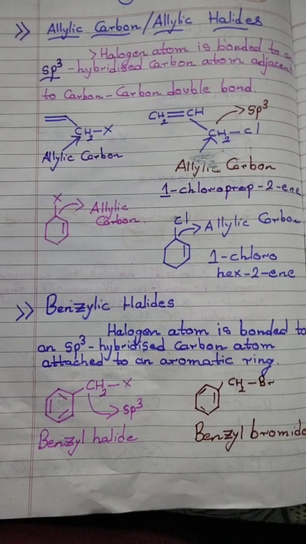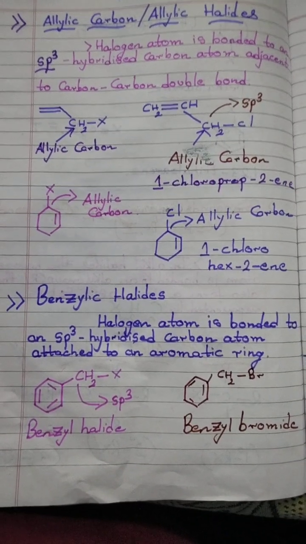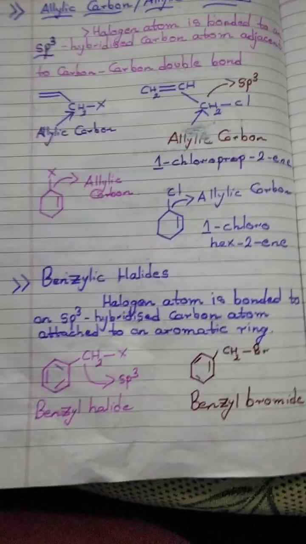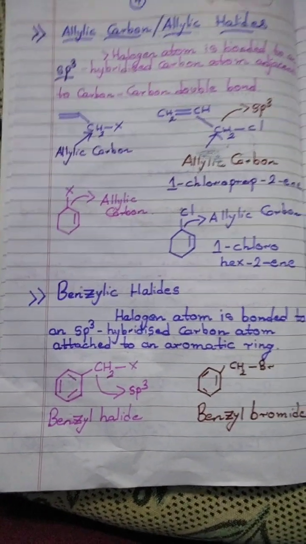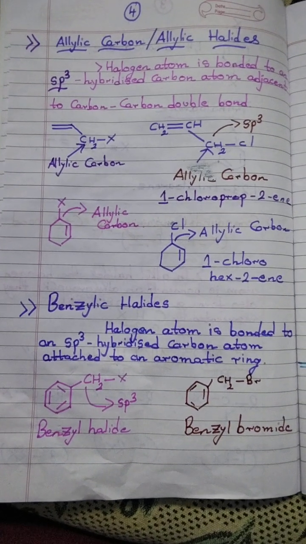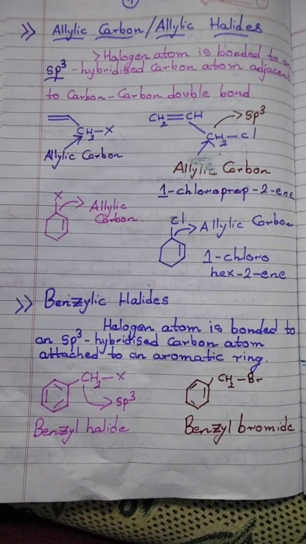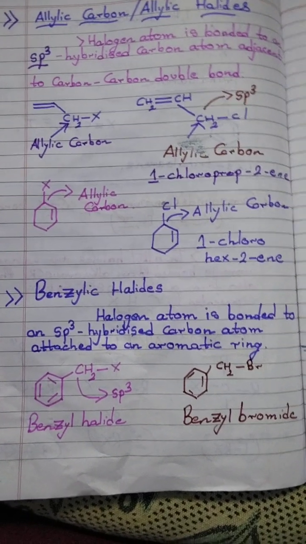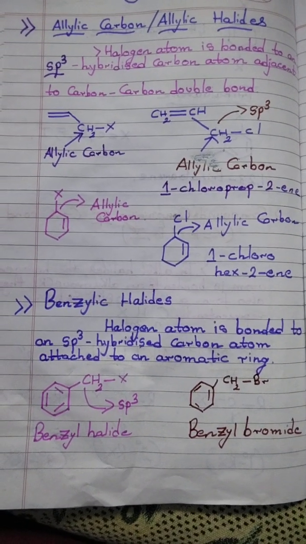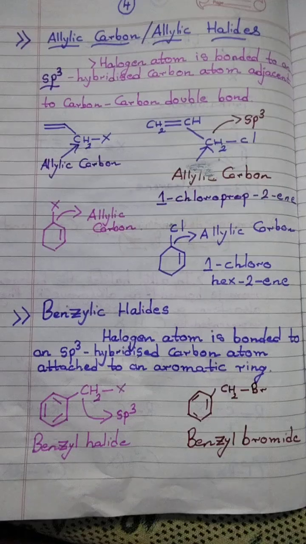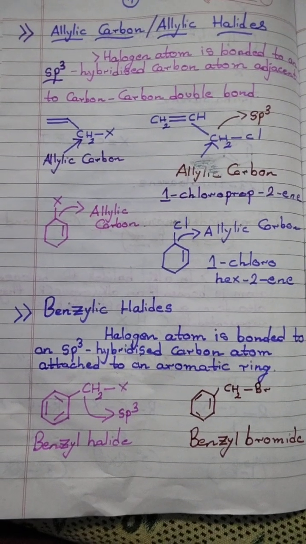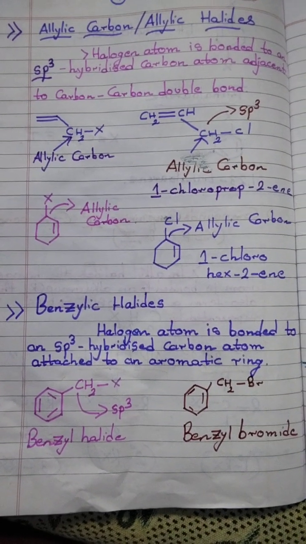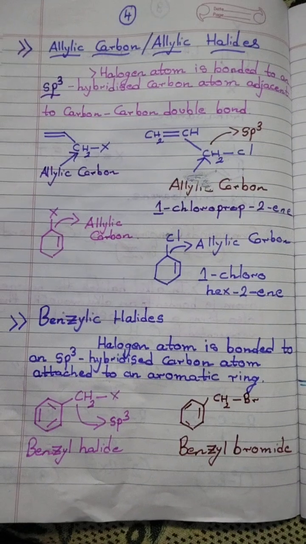Also in the case of a cyclic system, 1-chlorohex-2-ene, that is hexene. Here the position of the double bond is 2. The next classification is benzylic halide. Here the halogen atom is attached to a side chain carbon which in turn is attached to an aromatic ring. The halogen atom is bonded to an sp3 hybridized carbon atom attached to an aromatic ring. For example, benzyl bromide. Here bromine is attached to a carbon. That carbon in turn is attached to an aromatic system, that is to an aromatic ring.